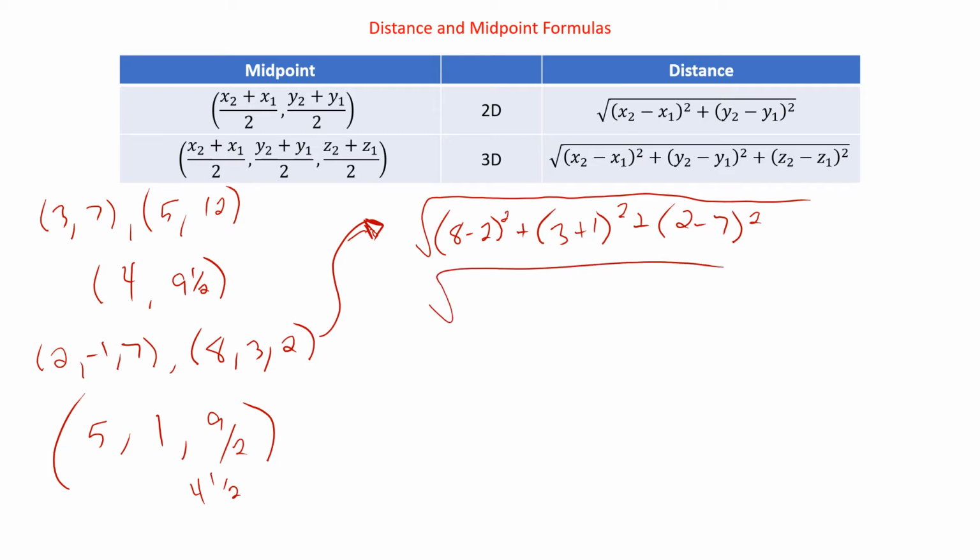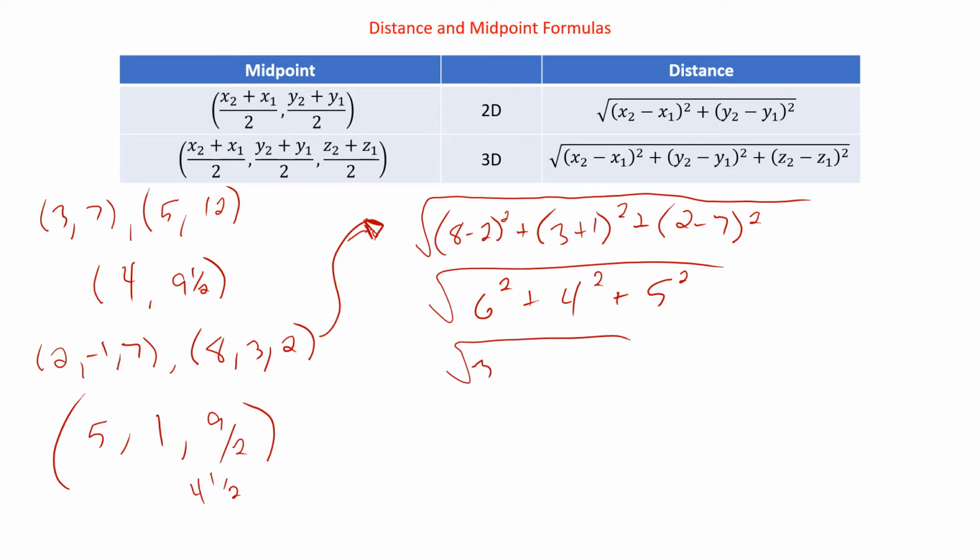And the nice thing about this is it doesn't matter what order you're in. You can even switch the orders because the only thing that's going to change is the sign. When you square it, it's all going to be positive anyway. So it makes it even harder to mess up. 8 minus 2 is going to be 6 squared, plus 3 plus 1 is 4 squared, plus 2 minus 7 is negative 5. When we square it, it'll be positive anyway, so we'll just go 5 squared. That way you don't do something horrible like putting negative 5 squared into your calculator and get negative 25, because we all know that that's not good.